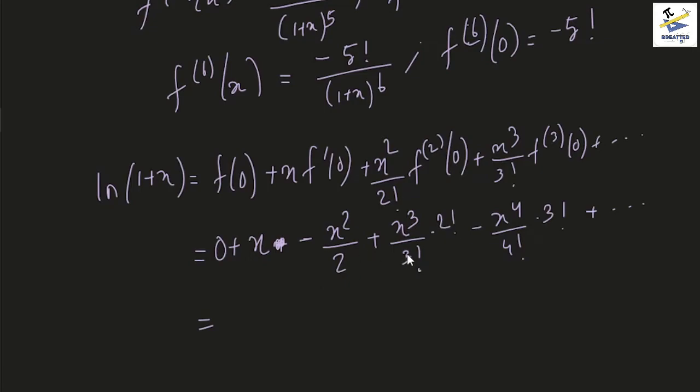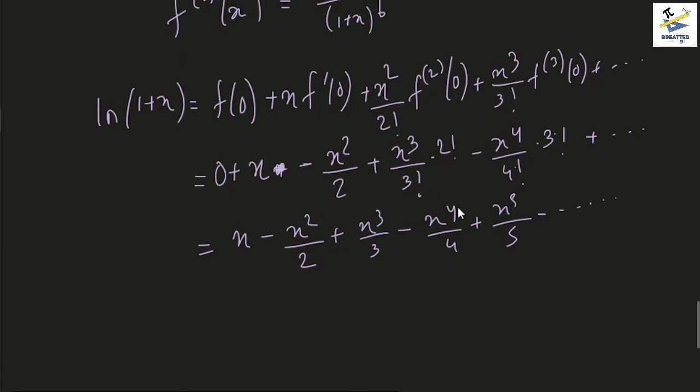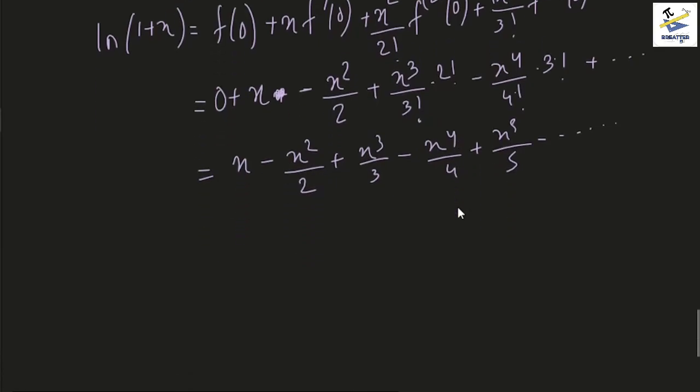Remembering that 3 factorial is just 3 into 2 factorial, the 2 factorial will cancel and 3 will remain. Similarly here 3 factorial by 4 factorial will give you 1 by 4. Continuing in this way, we get the series as x minus x squared by 2 plus x cube by 3 minus x to the power 4 by 4 plus x to the power 5 by 5, and so on. So this right here is the Taylor series expansion for log of 1 plus x at the point x equals 0.